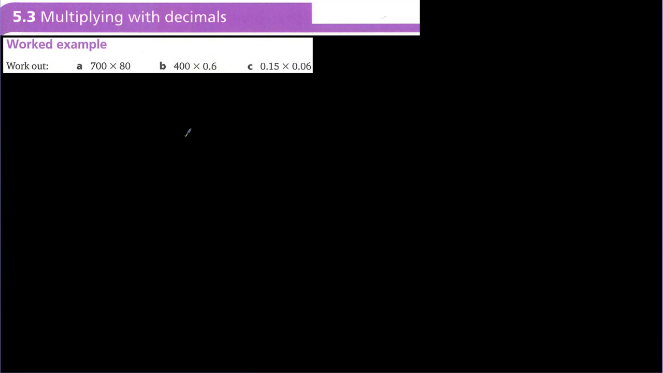Hi dear students, we are going to continue multiplying with decimals. Here, 700 times 80 is not a decimal number, but it reminds us how to multiply with decimals. Also, it's going to be an example for the others.